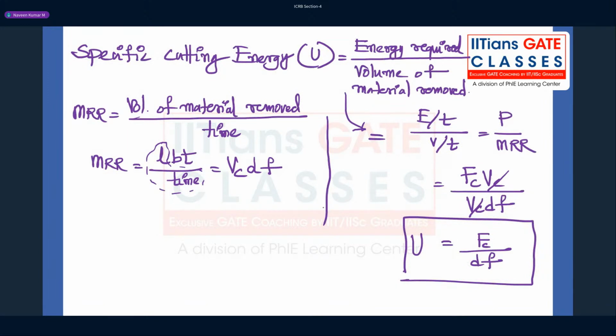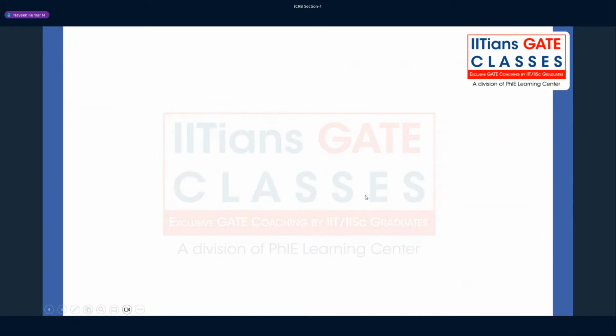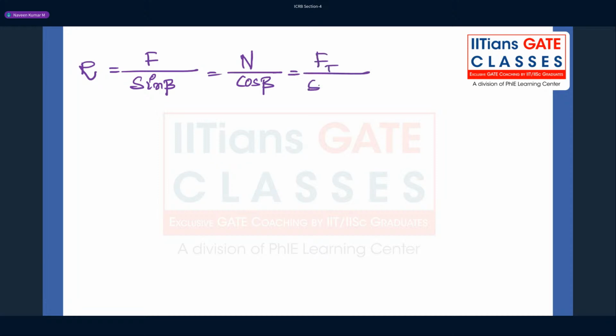If you remember in the previous session, or the one before it, we discussed the relationship of cutting forces using the Merchant circle diagram, right? The resultant force is the frictional force divided by sine beta, where beta is your friction angle, equal to normal force divided by cos beta, and that is equal to thrust force divided by sine beta minus alpha. Alpha is the rake angle. We have even seen how this has come. Please go to our previous sessions and you'll understand how we got this.